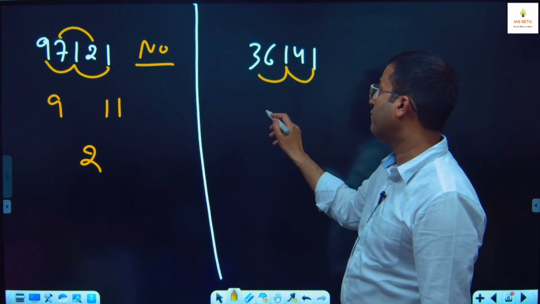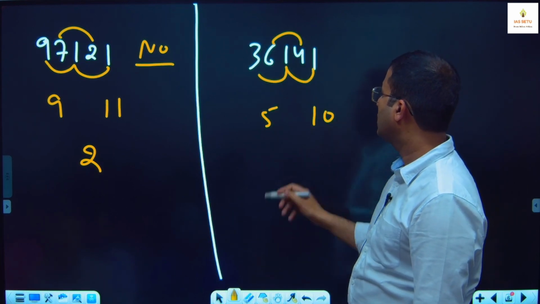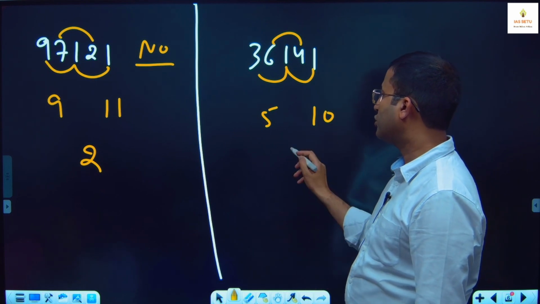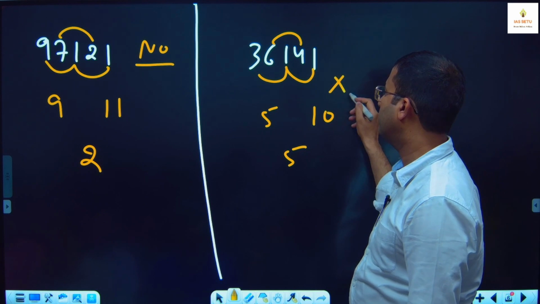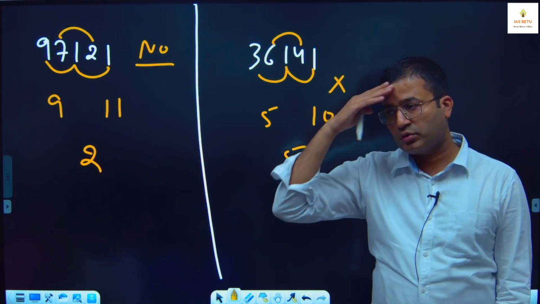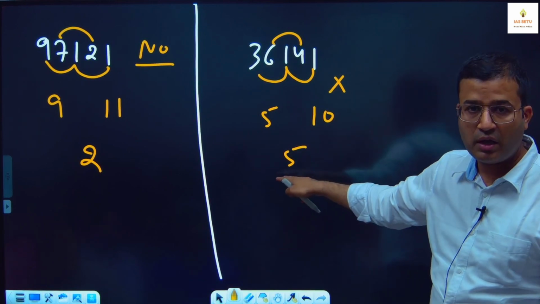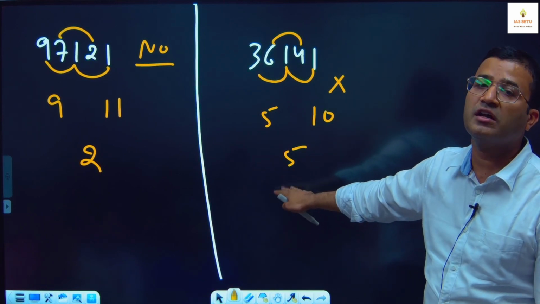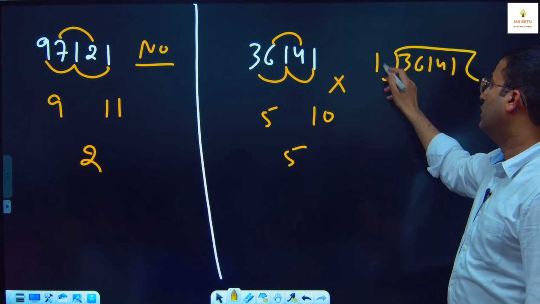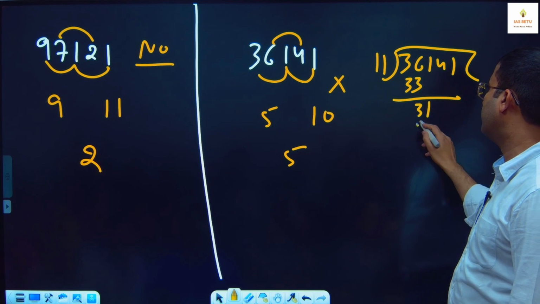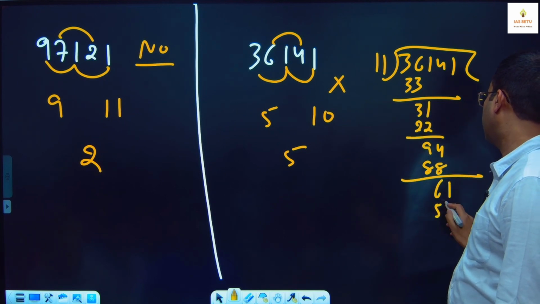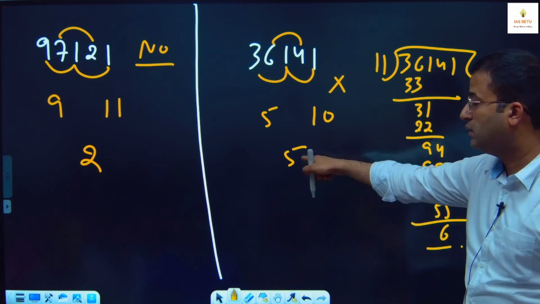This we have 5, this we have 10. So here, what is your difference? 5. So no, this number is not divisible by 11. See, why I ask you: some student checked that the remainder is 5. I ask you, no, it will not be a confirmed remainder. Like we check this with the school method. What comes? 33, 31, 22, 94, 88, 61, 55, 6. This will get messed up.